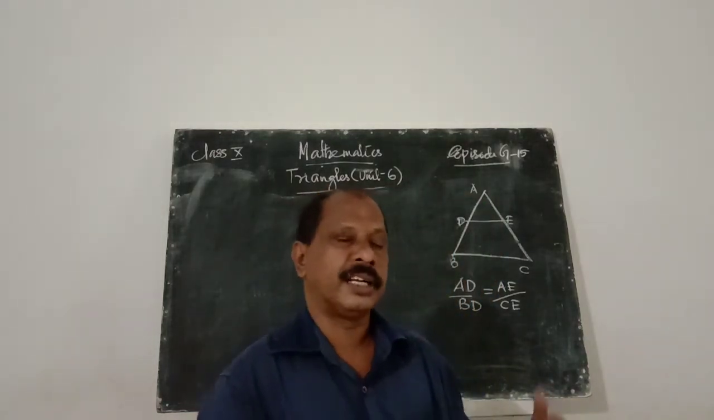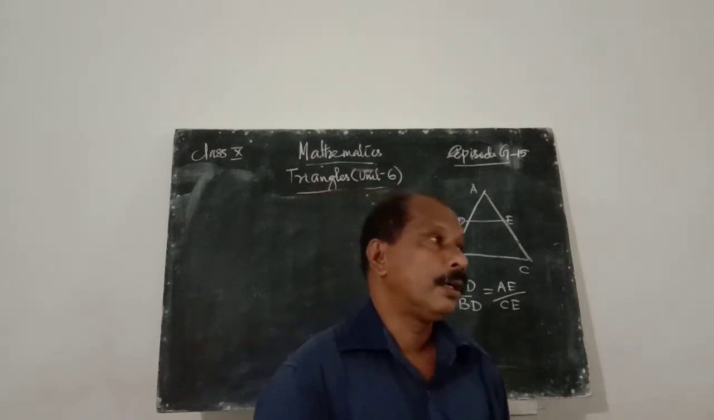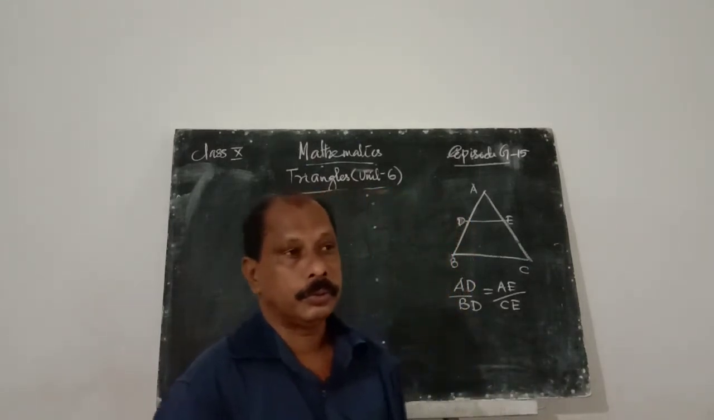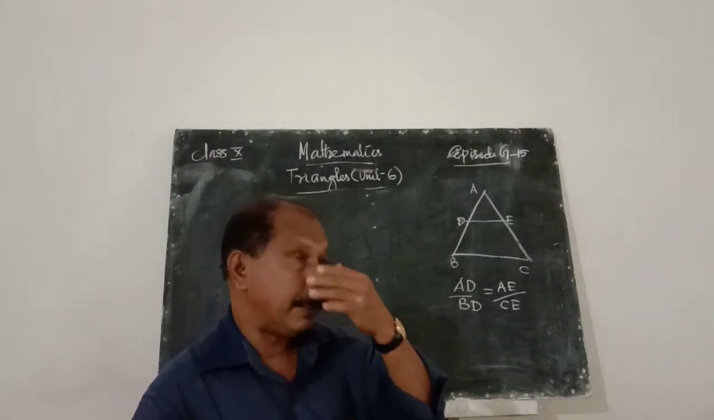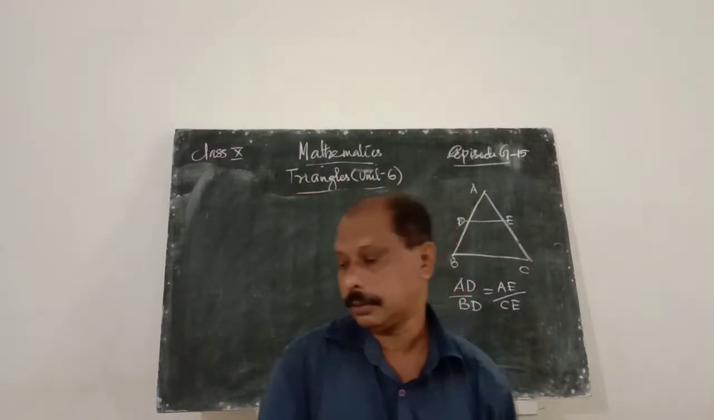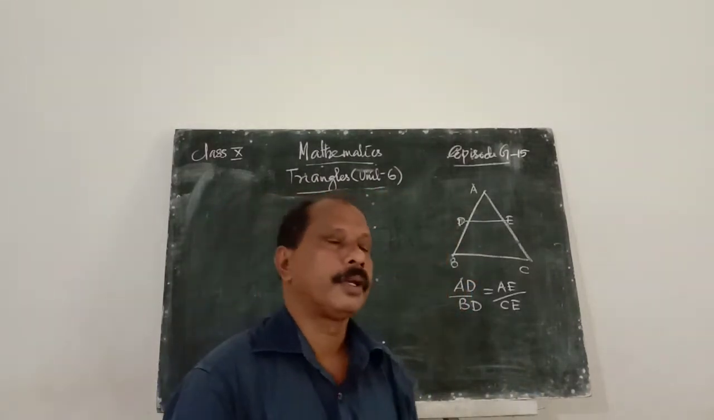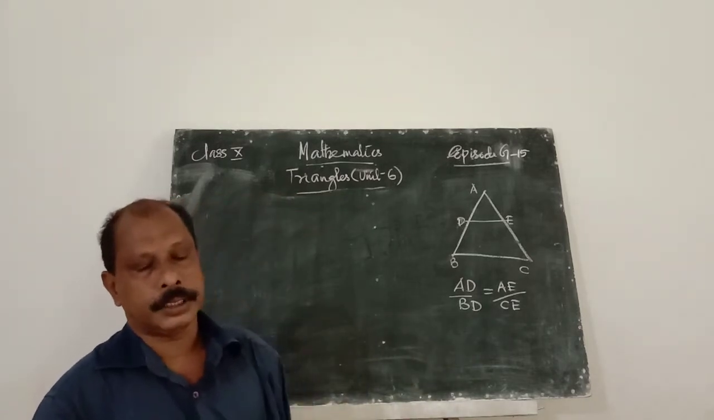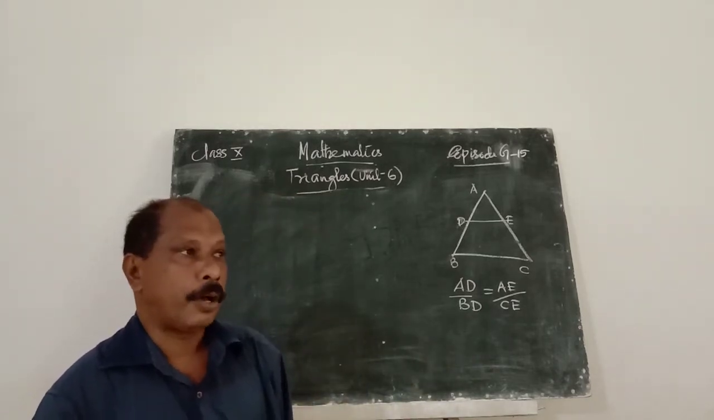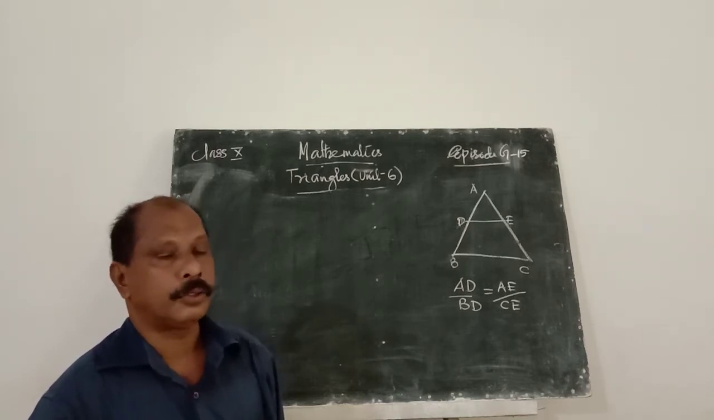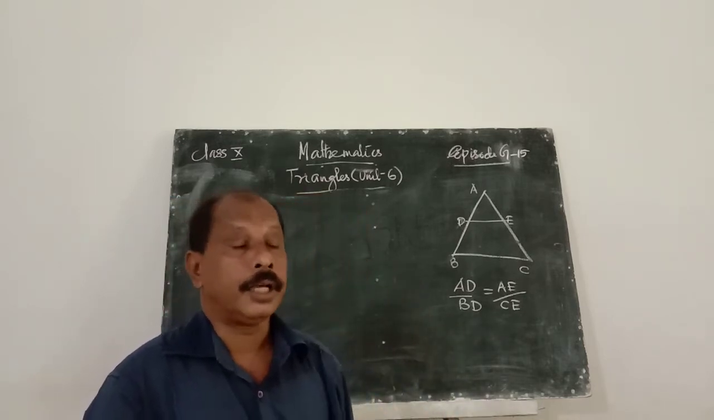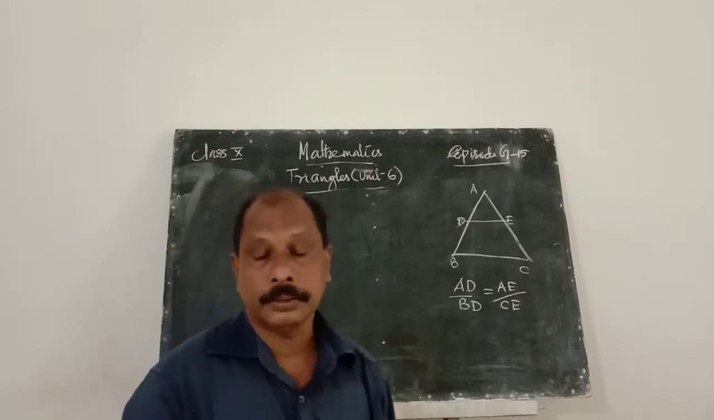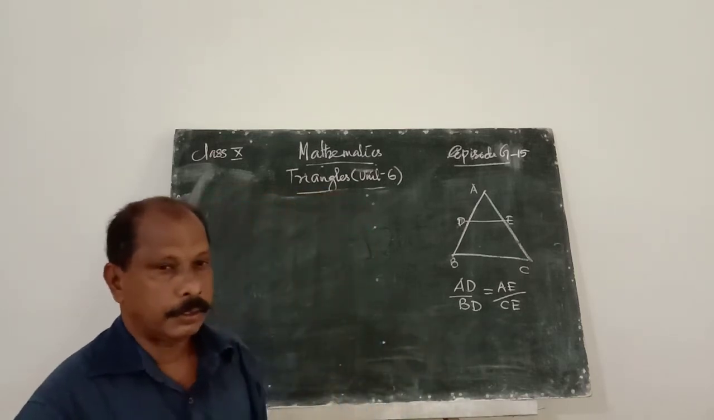For that, let us consider triangle ABC, where DE is parallel to BC, that is given. Then we have to prove that AD by BD is equal to AE by CE. That is the proof. For that proof, let us consider some constructions. Draw perpendiculars DM to AC and EN to AB. Then join D and B, and E and C.